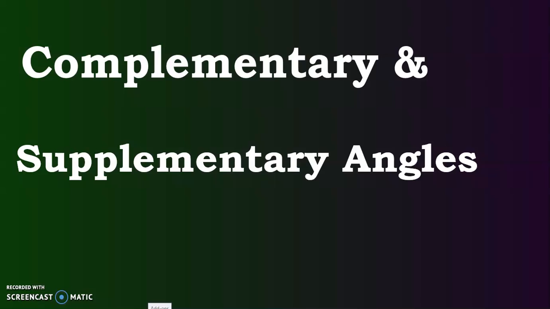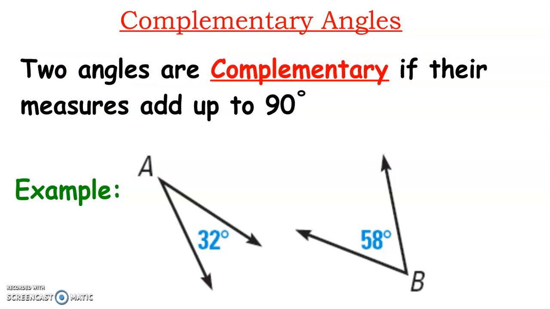Welcome to section 2.3, complementary and supplementary angles. So complementary angles are two angles that add up to 90 degrees. Two angles are complementary if their measures add up to 90 degrees. For example, 58 degrees plus 32 degrees is 90 degrees, so angle A and angle B are considered complementary.